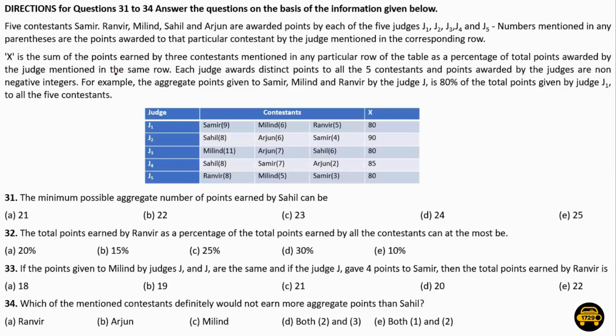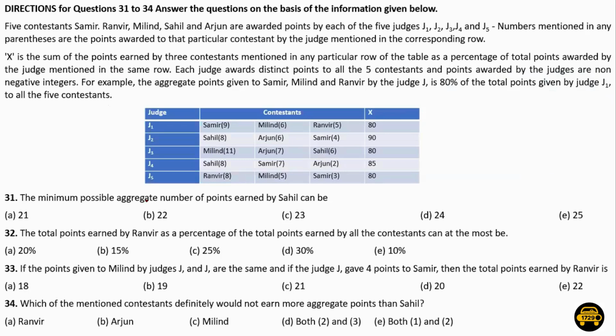Okay, so let's have a look at this set. There are 5 contestants: Sameer, Ranveer, Milind, Sahil, and Arjun. And they are awarded some points by 5 judges: J1, J2, J3, J4, and J5. The numbers mentioned in the parentheses in the points given are the points awarded to that particular contestant by the judge mentioned in the corresponding row.